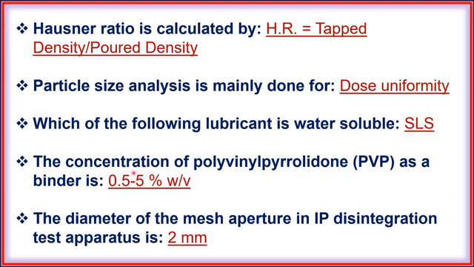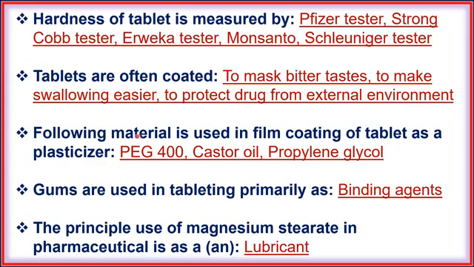Next, the concentration of polyvinyl pyrrolidone as binder is 0.5 to 5%. Next, the diameter of the mesh aperture in IP disintegration test apparatus is 2 mm. Next, hardness of tablet is measured by Pfizer tester, Stokes-Monsanto tester, Erweka tester, and Schleuniger tester.